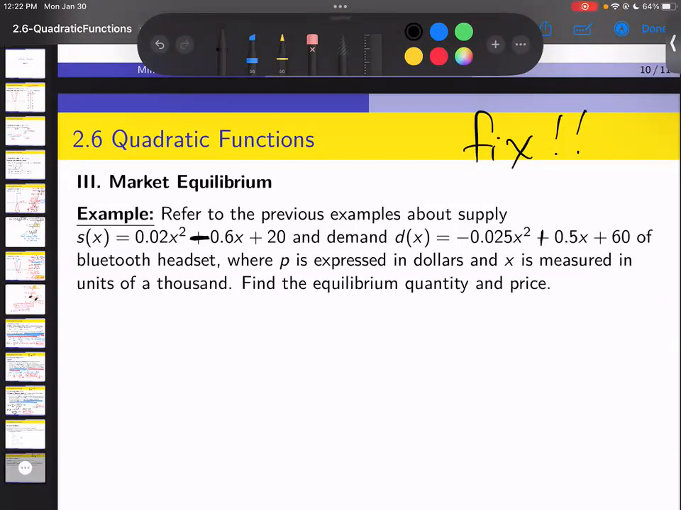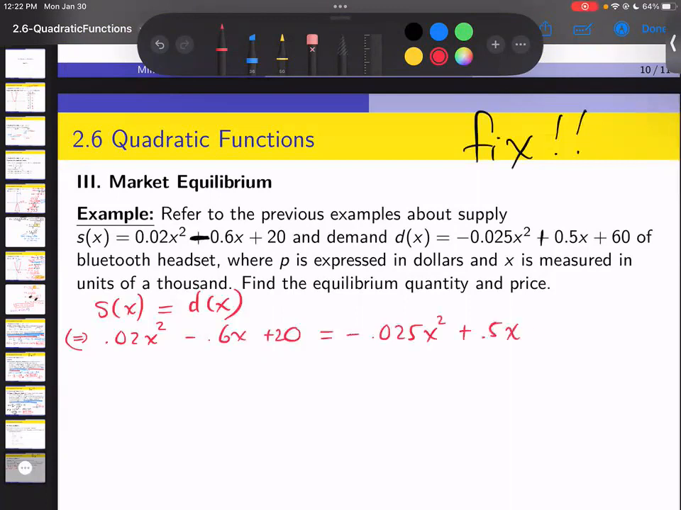You set them equal to each other. Right? Means S of x should be equal to D of x, so supply equals demand. This implies 0.02x squared minus 0.6x plus 20 equals minus 0.025x squared plus 0.5x plus 60.